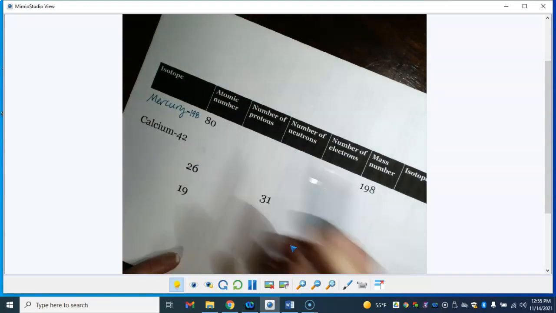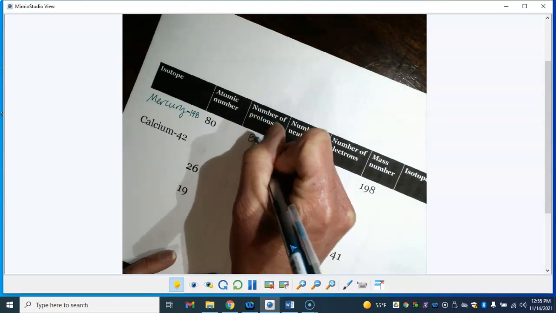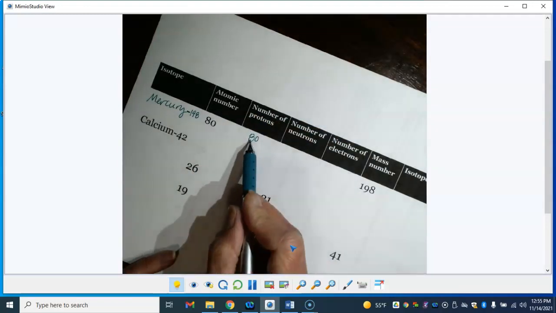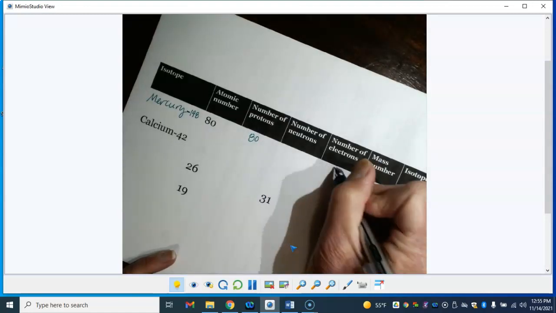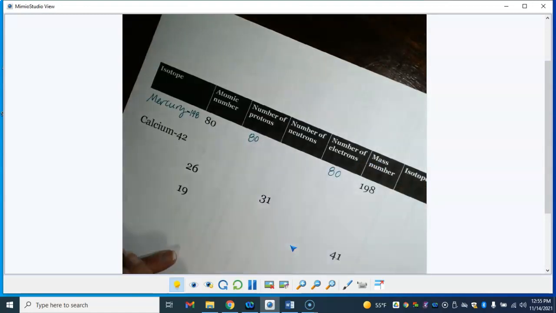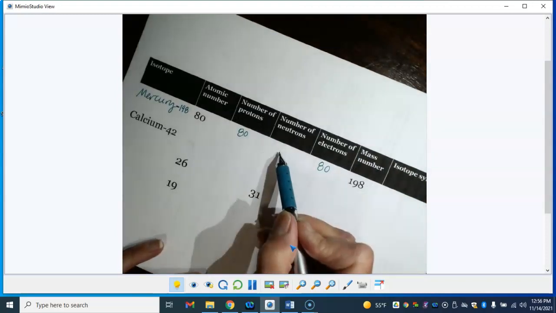Number of protons is the same as the atomic number. If I know the protons, I automatically know the number of electrons because they're always equal. So I'm going to put 80 right there. I'm actually going to have to calculate the number of neutrons.